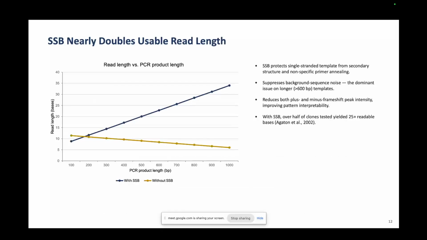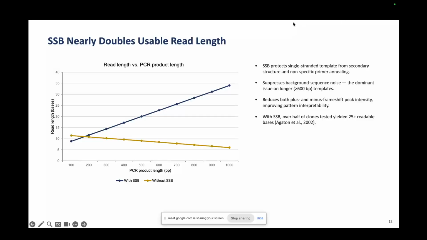Okay, so one way to protect against this is using SSB, single-strand binding protein. There are these SSB enzymes which bind to single-stranded DNA and stabilize it, and it protects the single-stranded template from going into secondary structure and non-primer specific annealing.